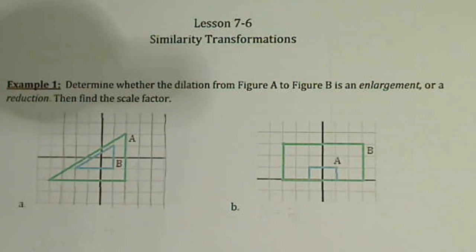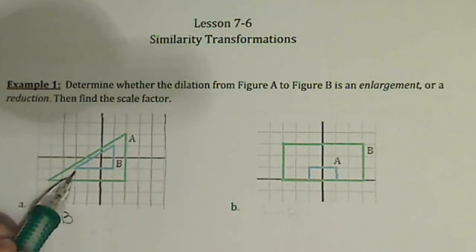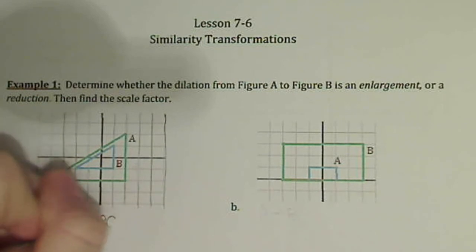It tells you in example 1 to determine which is an enlargement and which is a reduction. Now it tells you that you're going from A to B. So figure A is the original figure. So if you look at your notes, that's the green triangle. So did the green triangle become bigger or smaller when it became shape B? So look at green to blue, and you should see that this green triangle got a whole lot smaller. So we call that a reduction.